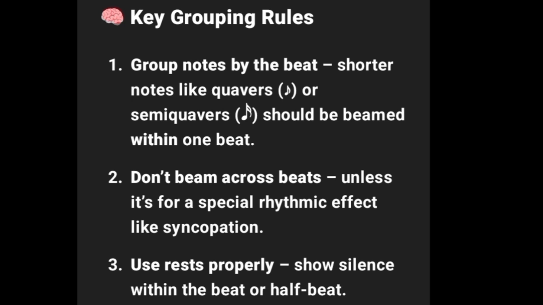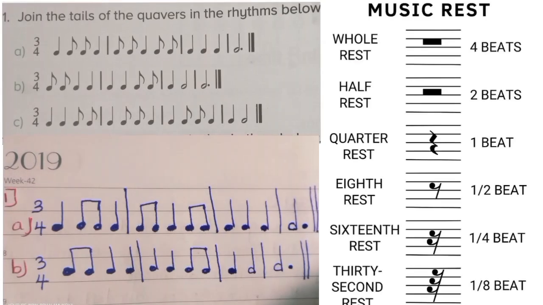And I have an example that I want us to go through. The first example, as I have displayed it there, you can go through it. There we have been told to join the tails of the quavers in the rhythm below. Part A, I have done it there. So we are going to join them. As you can see, we have two quavers there in the first bar, and we have a crotchet. So there we are going to join the two quavers to form a crotchet beat.